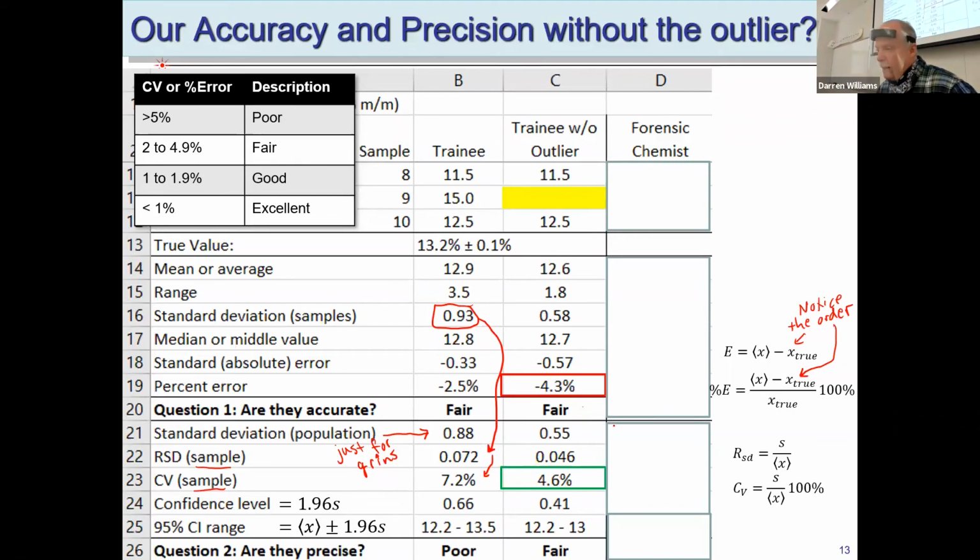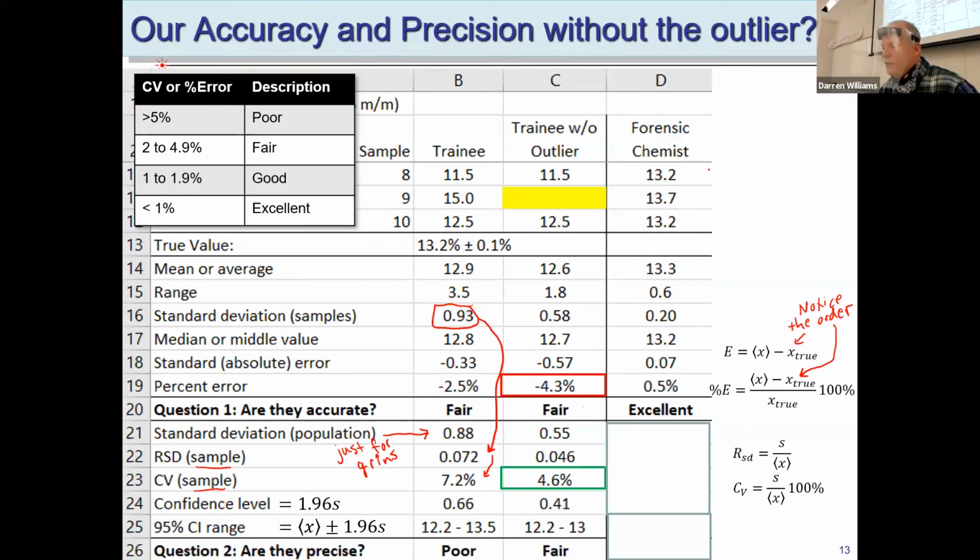Okay. Let's look at the forensic chemist. They had the accuracy, their average was 13.3. You calculate their absolute error was 0.07, the percent error was 0.5. So that's excellent. That's less than 1% error. They're just a little bit high, 0.5% high. I know it's high because this is a positive number, right? And then their precision is good. They're down here at 1.5% CV, which is in this range of good precision.